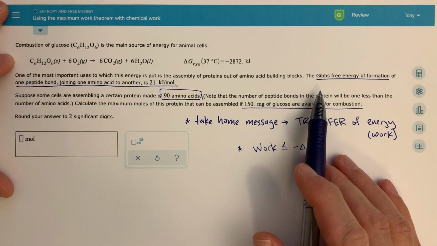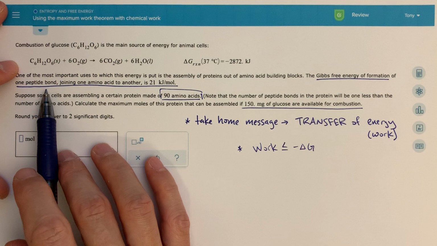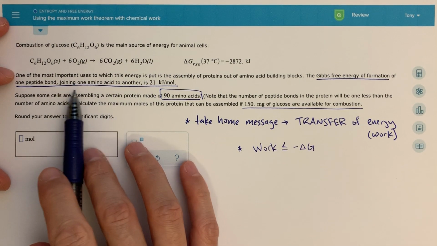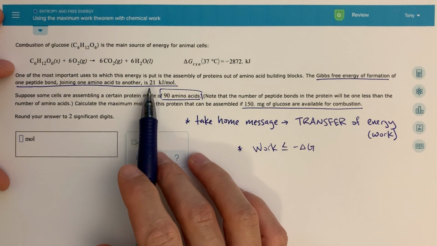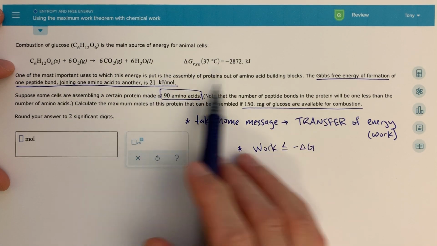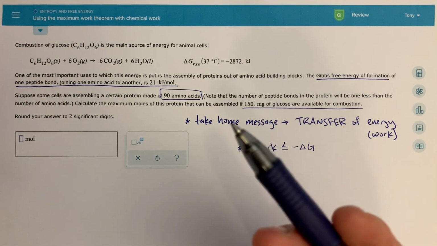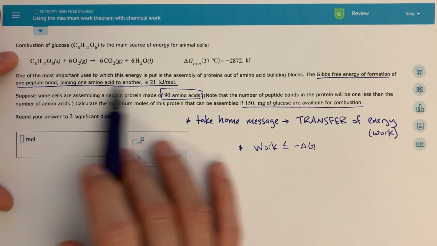Now, in this process, we're told that the Gibbs free energy of formation of one peptide bond, to join one amino acid to another to create a protein, is 21 kilojoules per mole. And so you might be looking at this and sort of saying, what sort of information is that going to give us? What use is that? We'll keep reading, trying to unpack this, but that's something that I've underlined.